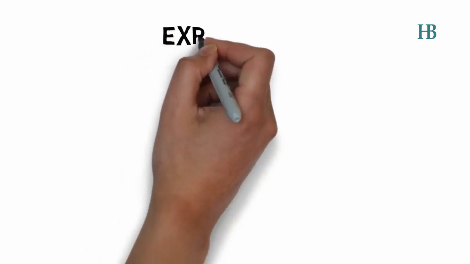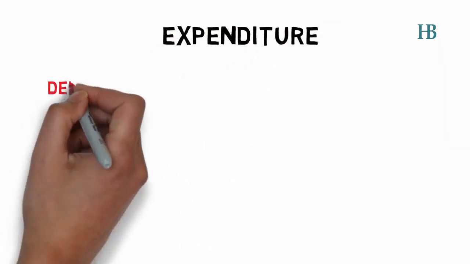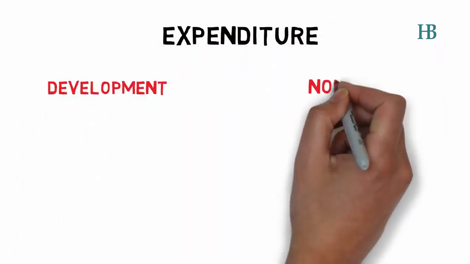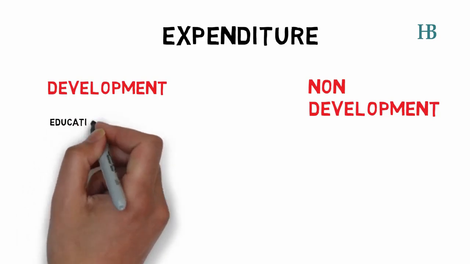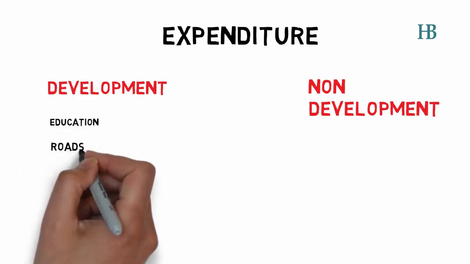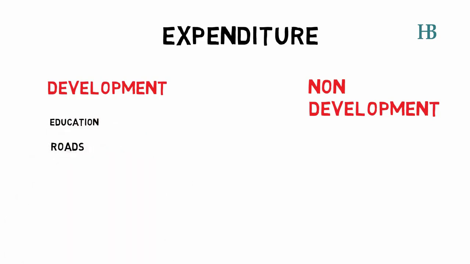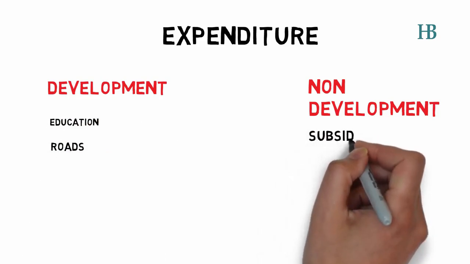Now all these expenditures can also be categorized under development expenditure and non-development expenditure. Development expenditure is where money is spent on education, transport, roads, agriculture, like this. And non-development expenditure is where money is spent on defense, subsidies, interest payments, all this.